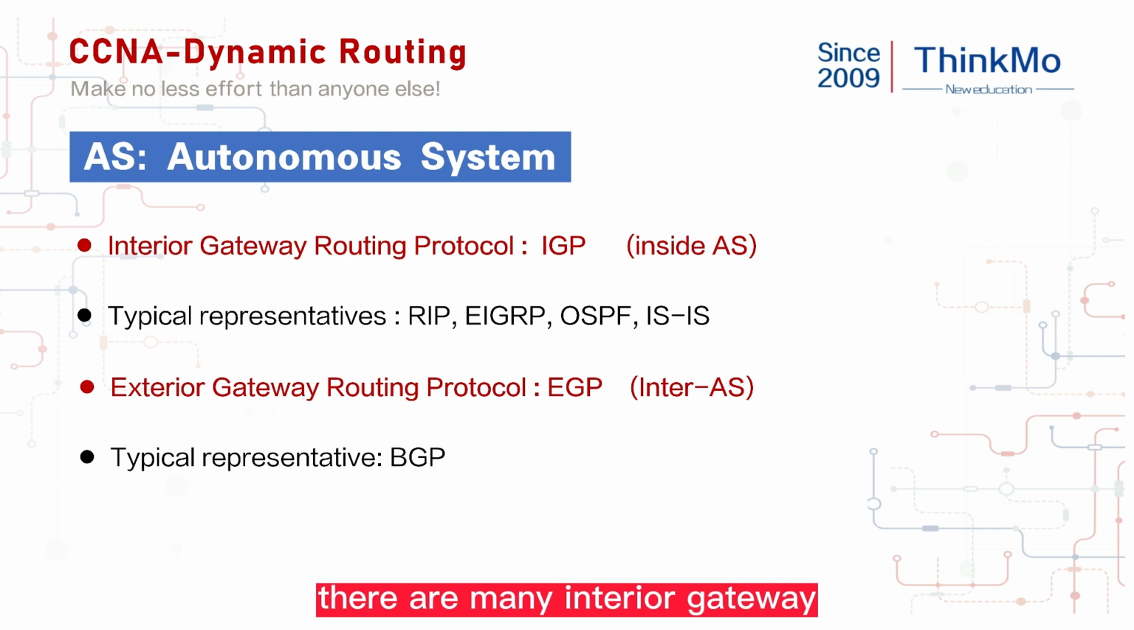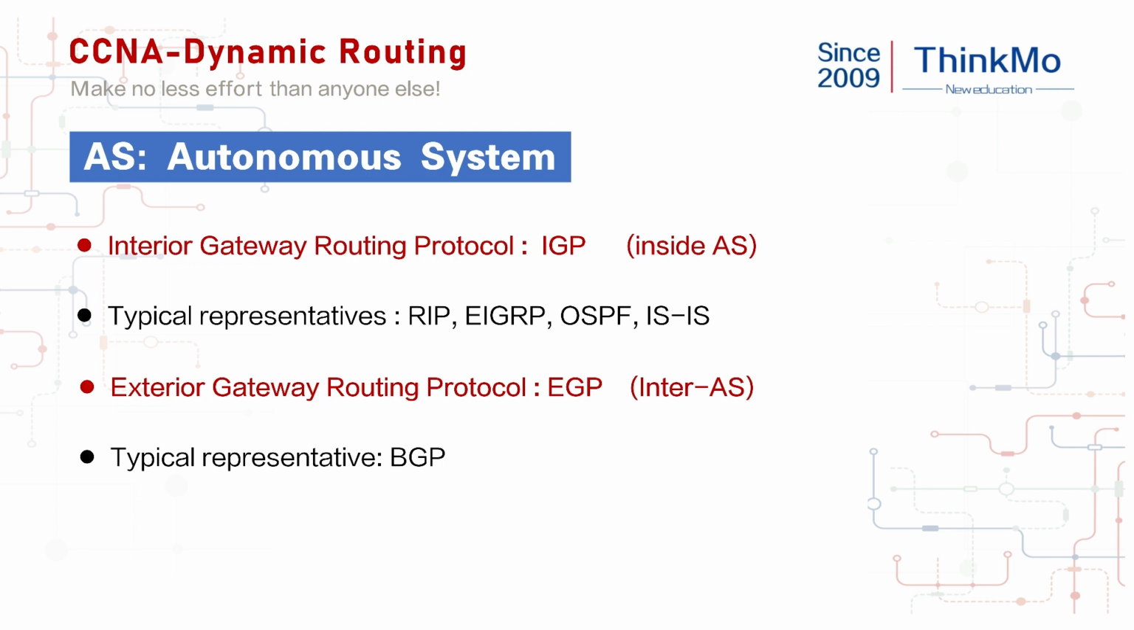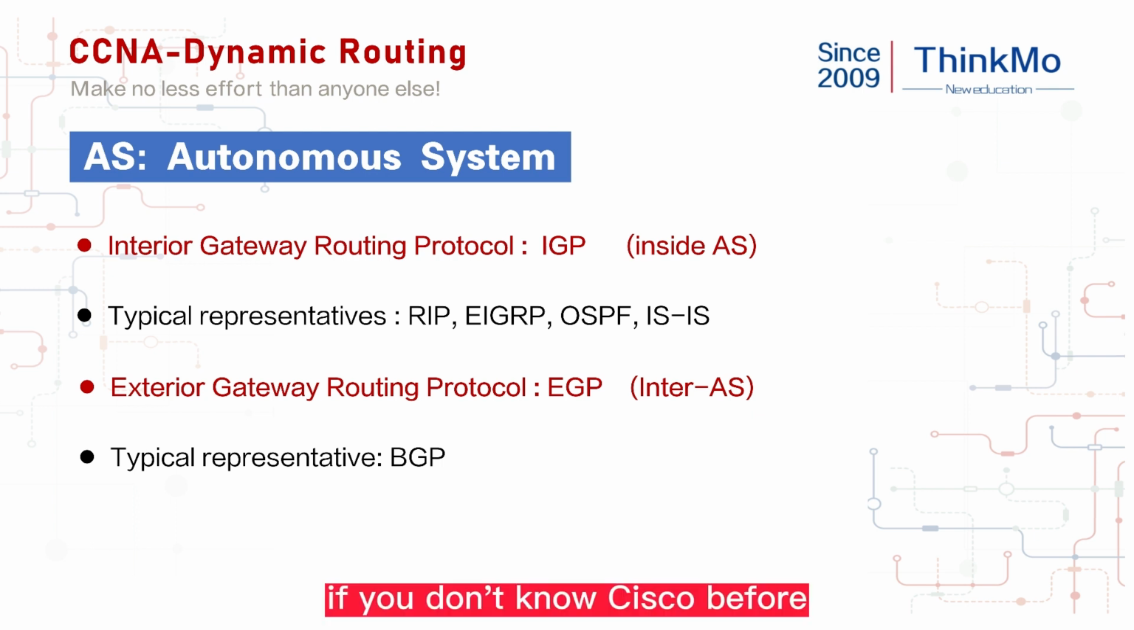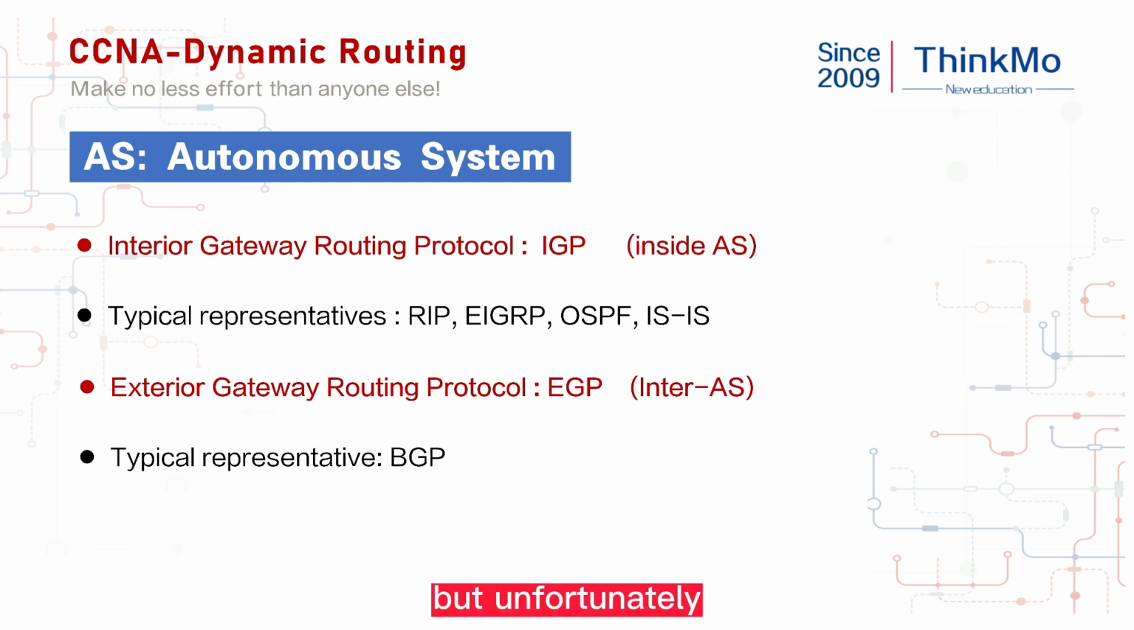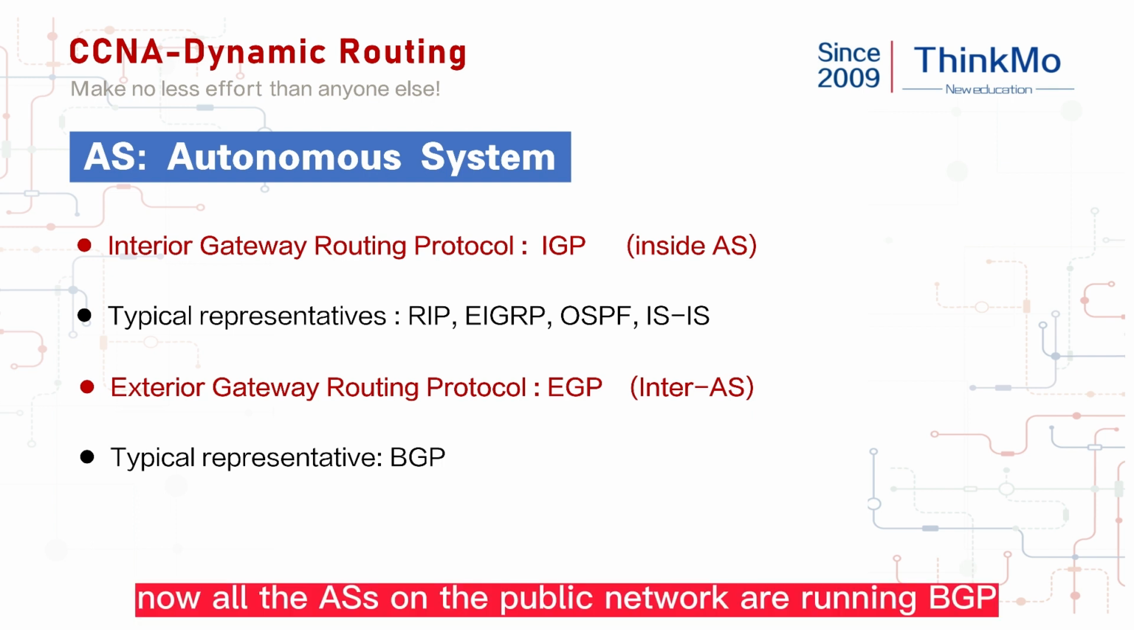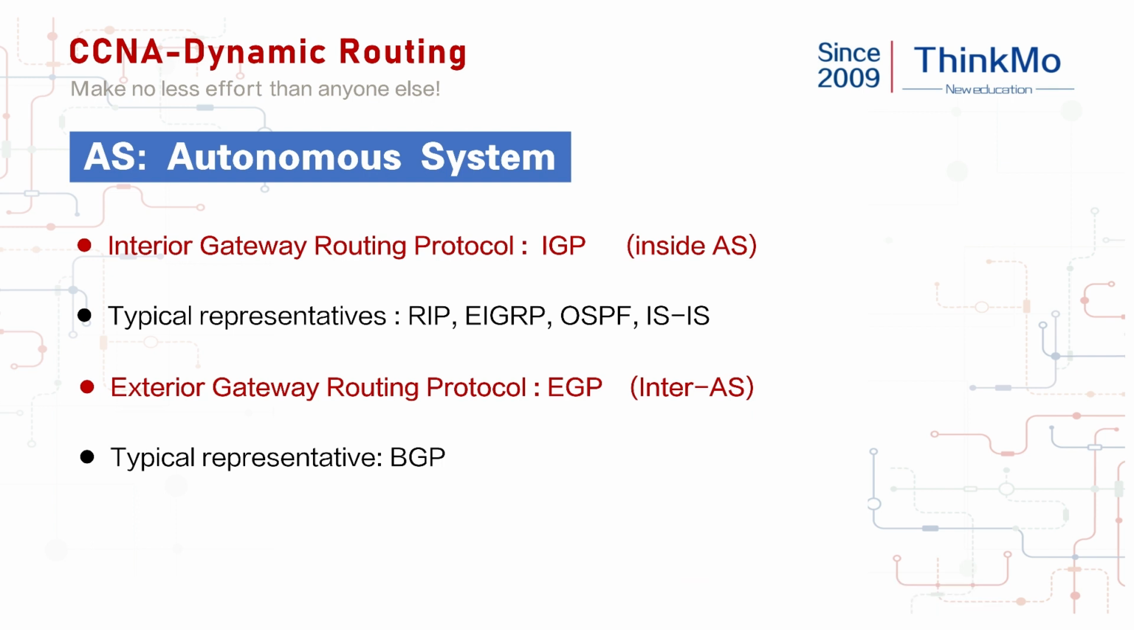There are many interior gateway routing protocols running inside the AS. OSPF, ISIS, RIP, EIGRP, etc. If you don't know Cisco before, I can tell you about EIGRP. Early on it actually belonged to both the interior and exterior. That is, it can actually also be used between AS. But unfortunately, it launched and opened too late. Now all the ASs on the public network are running BGP.